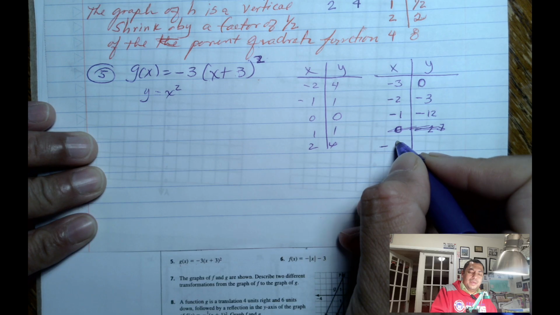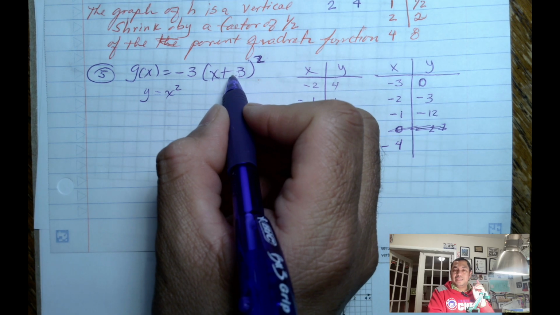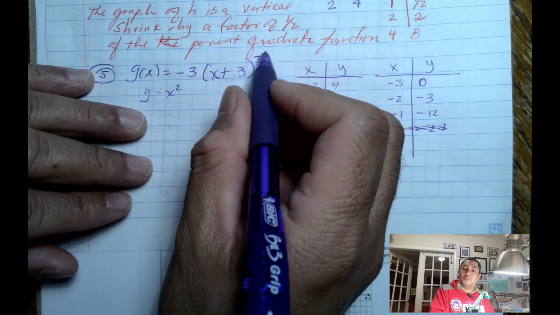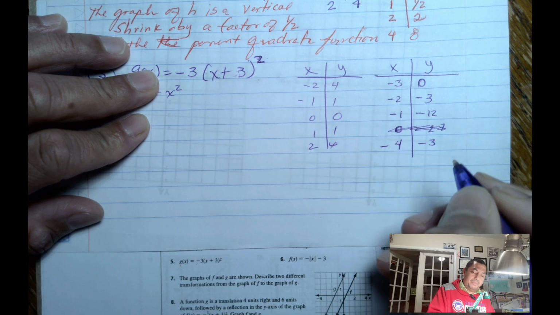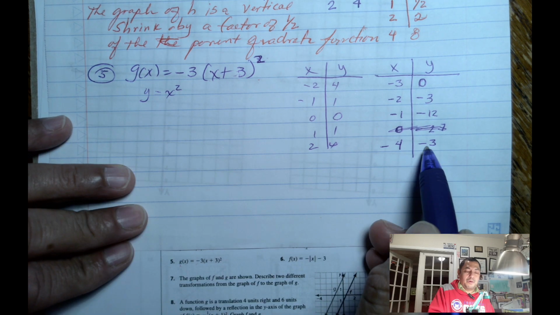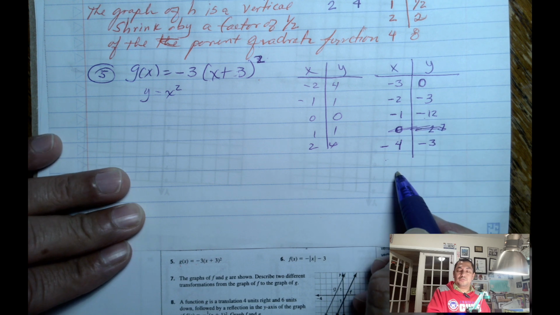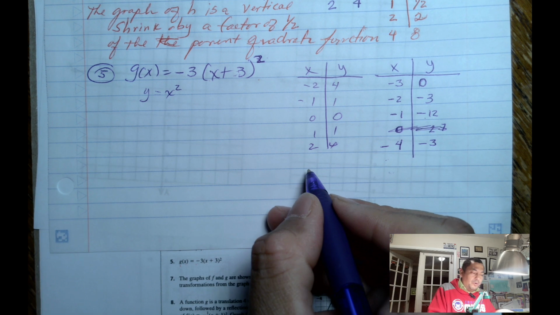Negative 4. So I have negative 4 plus 3 is negative 1. Okay, it's negative 1, to the second power is 1, times negative 3 is negative 3. Okay, so I'm going to stop here because now I'm repeating the numbers. So if I do negative 5, I'm going to get negative 12. If I do negative 6, I'm going to get negative 27 and so on. So now I'm going to graph those functions.